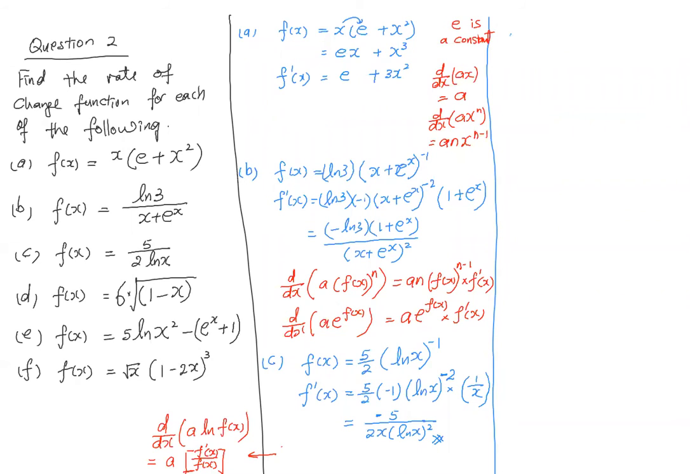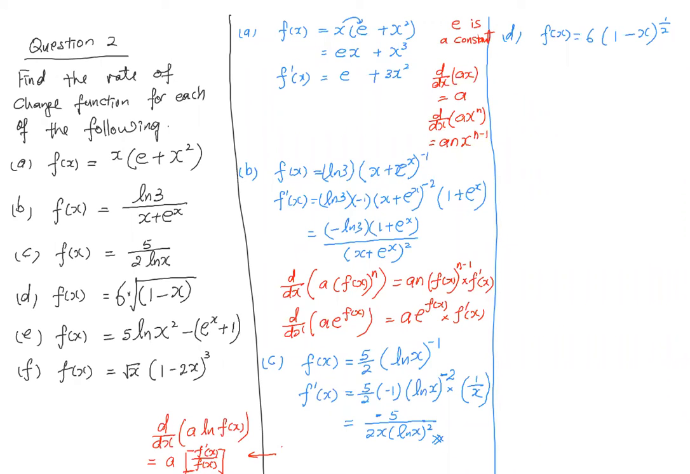Let's look at part D. So f(x) is equal to 6. When I have a square root, I will write 1 minus x to the power of half. Okay, so how am I going to differentiate this? Which rule am I going to use? Simple rule, chain rule? Okay. Thaddeus?